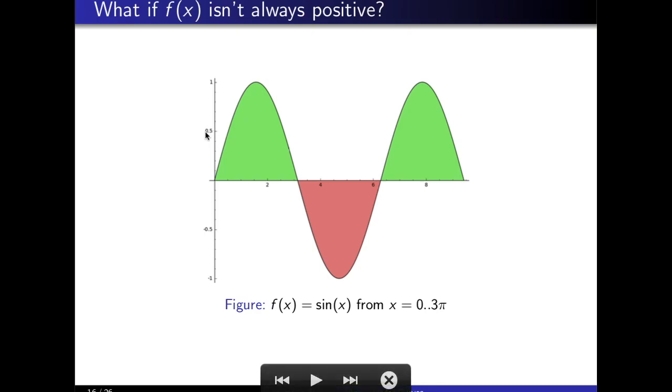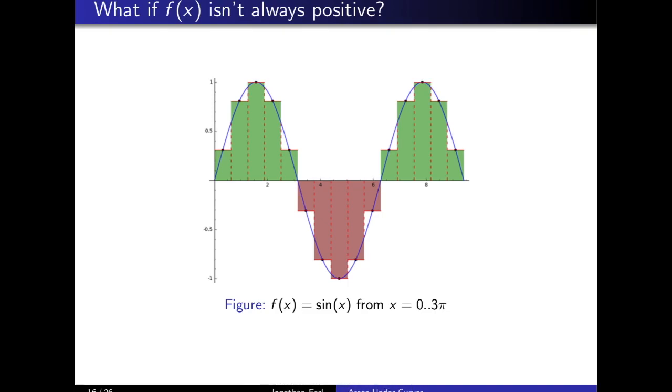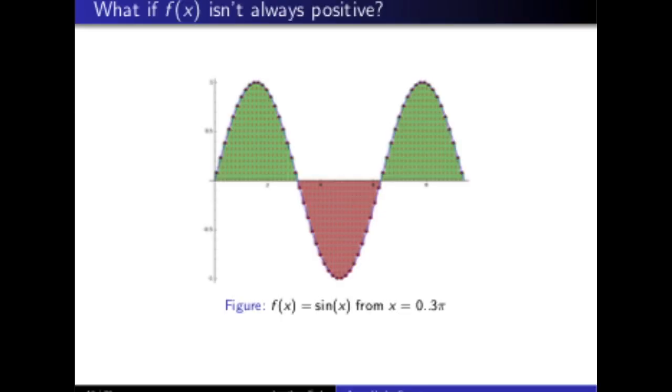In general, we'd have the positive areas, these green regions, and then we'd subtract off the area from this red region, because that would be negative area. And then we could also do that with rectangles. Our positive area would be given by the area of these green rectangles, and the negative area is the area of these red rectangles. So we would just cancel off the positive and the negative area, and that would give us the net area.